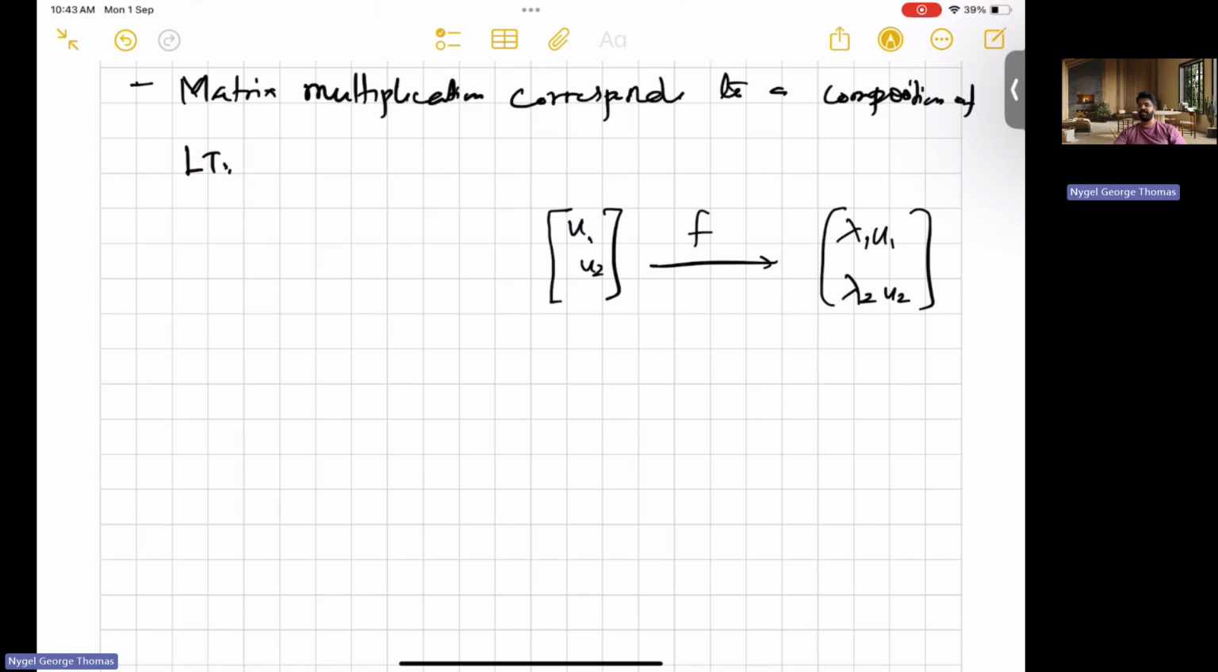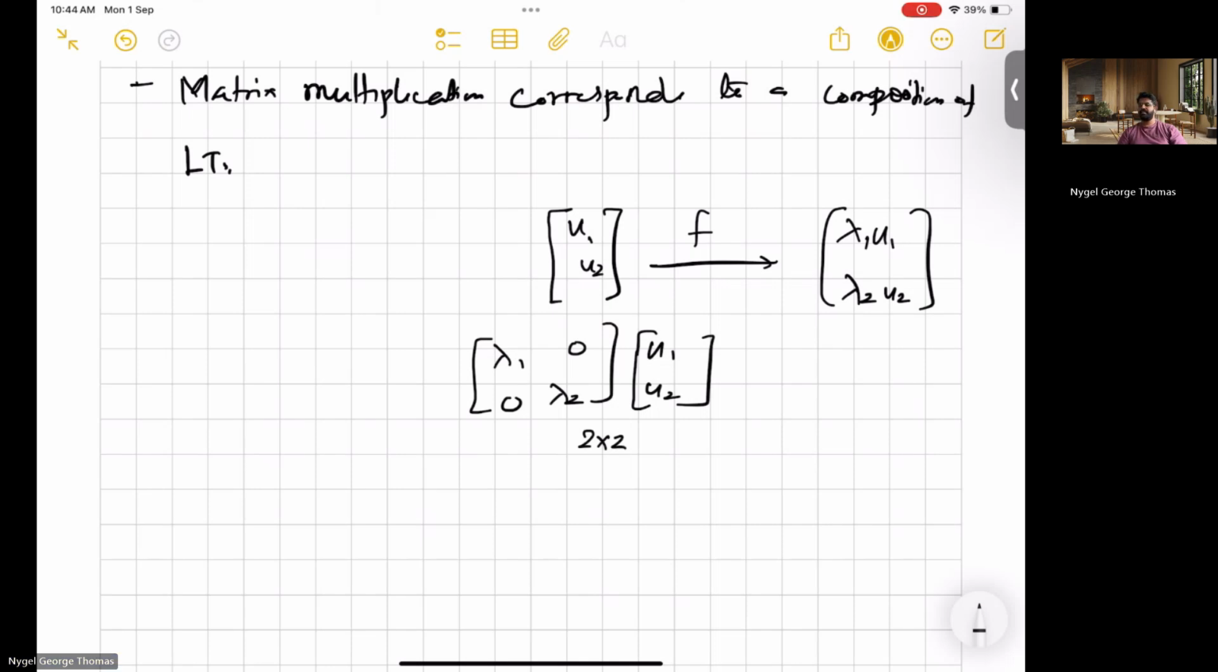Okay, how do we write this? One way of writing this is, what I can think of is lambda 1, lambda 2, 0, 0, times u1, u2, right? This is how we get this. And this is a basic 2x2 matrix. This is how we write this transformation.